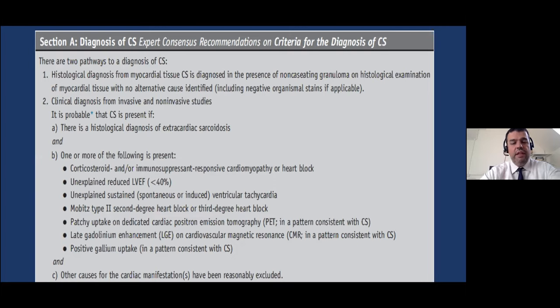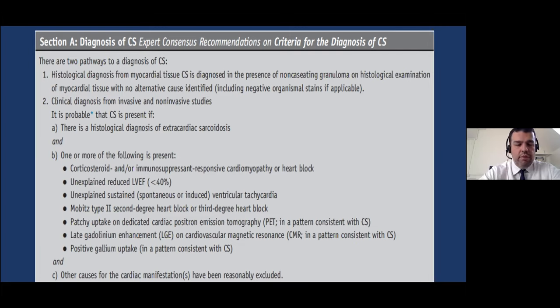Most importantly, the presence of myocardial fibrosis on MRI or the presence of myocardial inflammation in the PET in a compatible pattern, and this is something that we need to note, would provide a cardiac sarcoidosis diagnosis. The MDT comes in as a result of the third requirement before reaching a confident cardiac sarcoidosis diagnosis. And that means that other causes have been excluded.